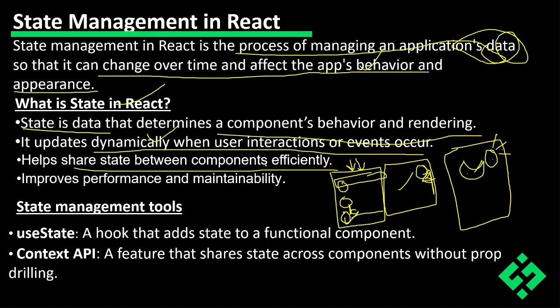So this is how different components, different parts of your web application, can also see the difference in the state. Okay, it improves performance and maintainability. Regardless, it is extremely important to improve your performance. Now there are different tools for us. useState is a tool, the context API is a tool, and here is one word, prop drilling.